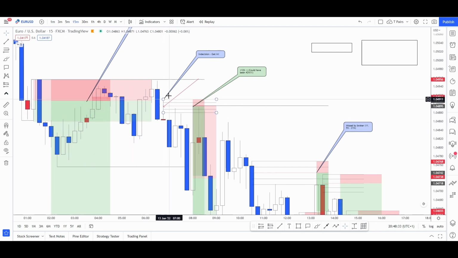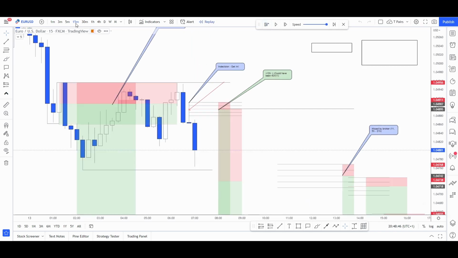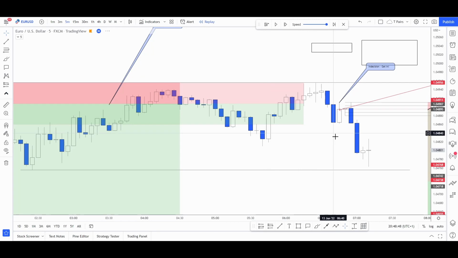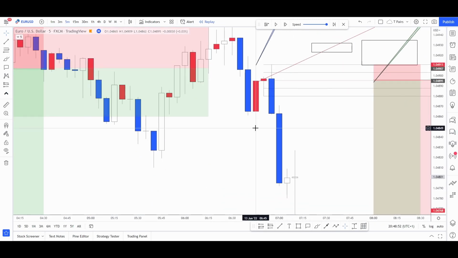Now, I love the inside bar, as you guys know. I see that basically as retailers getting stuck in the wrong direction. I see it as indecision. So I just said to myself, get in. Now, I dropped down to, at this point, I think it was the 5-minute chart. And I saw a bit, here we go, saw a bit more of an indecision candle.